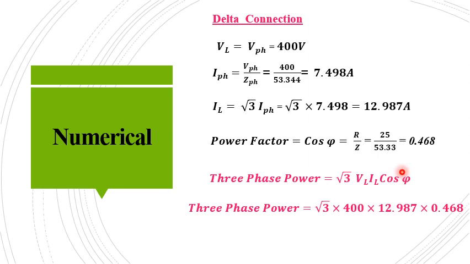Substituting for VL, IL and cos phi, we will be getting the three-phase power as 4.216 kilowatt.